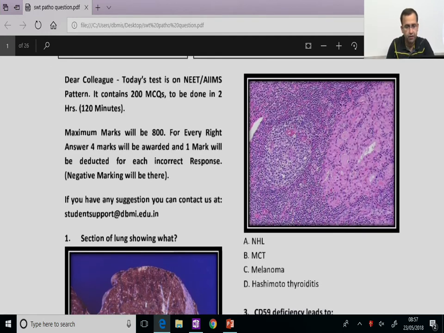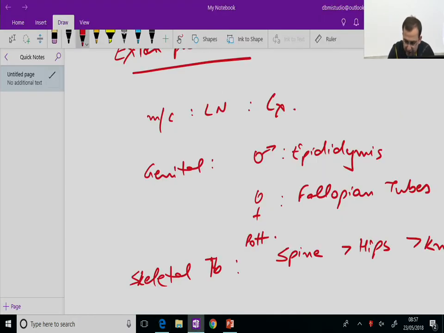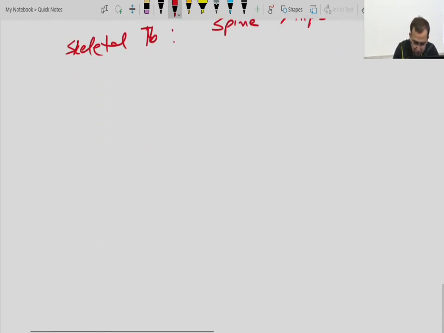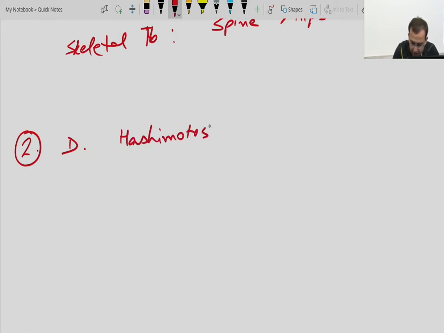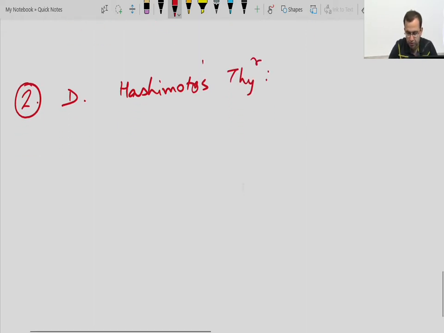This is important. Microscopically, what you are able to see here is a dense lymphocytic infiltrate with well-defined germinal centers in thyroid, making it as D, that is Hashimoto's thyroiditis. So question number 2, the answer is D, that is Hashimoto's thyroiditis. So before we go further, let us see what we mean by this.